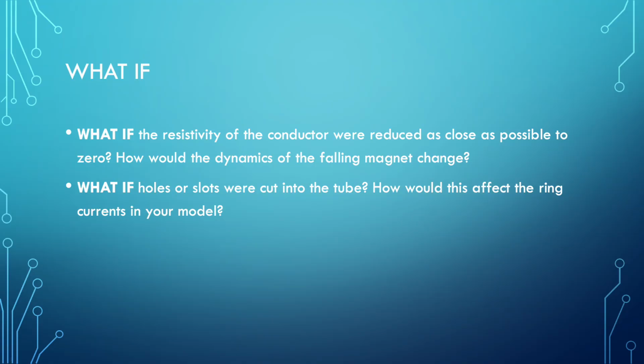Now, what if there were holes or slots cut into the tube? How would this affect the ring currents in your model? So if we have any slots or holes in the tube, we know that this will disrupt the current at any given Y level or Z level, whatever have you. And any disruption in this current, any break in the circuit, would totally impede the flow of current there, and that means that there would be no induced force upwards back on the magnet, meaning Lenz's law would not apply here.